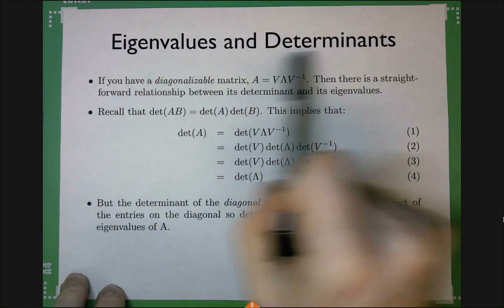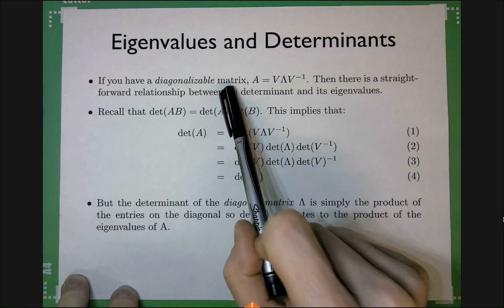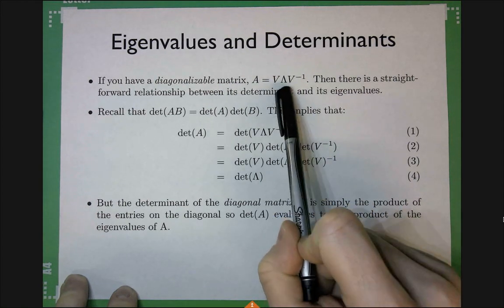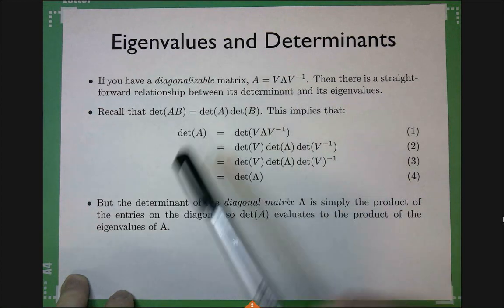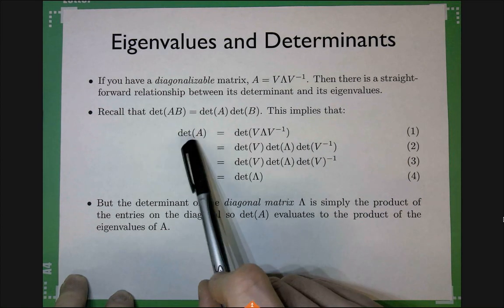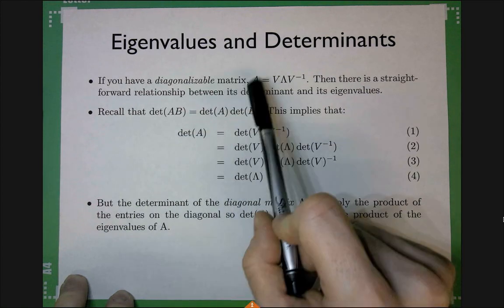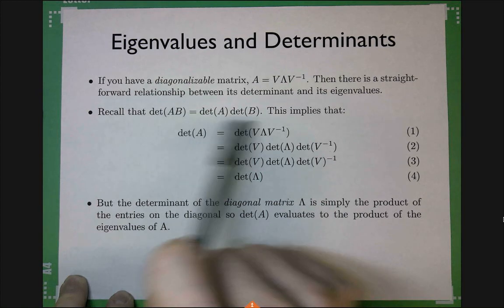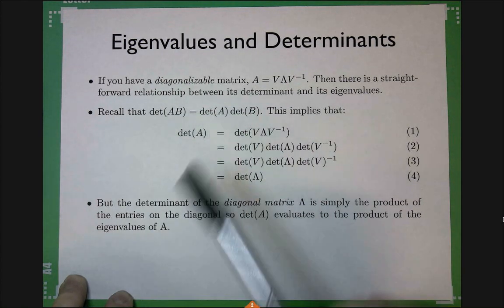So eigenvalues and determinants. If you have a diagonalizable matrix, then we can write A = V Lambda V inverse, where V is invertible and Lambda is a diagonal matrix of eigenvalues. And we can easily relate the determinant of the matrix to its eigenvalues. So we start with this property, which you should remember from the determinant part.